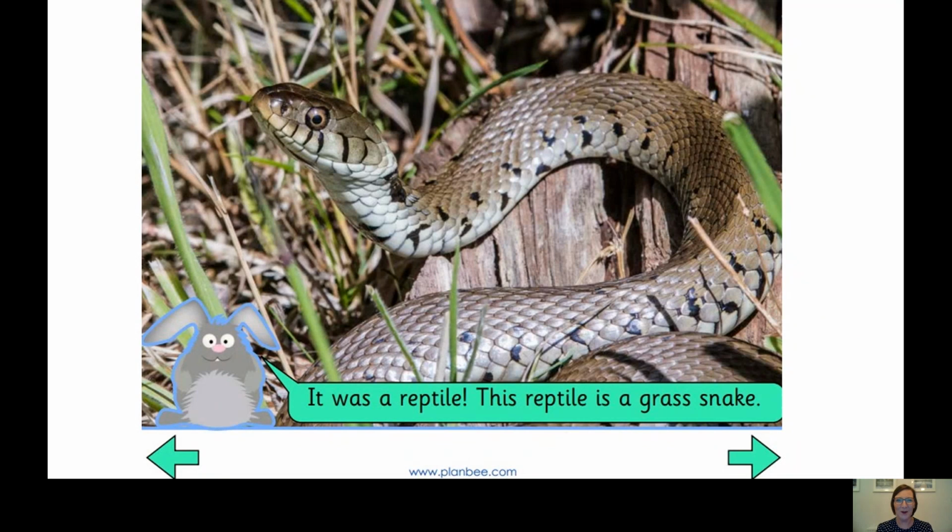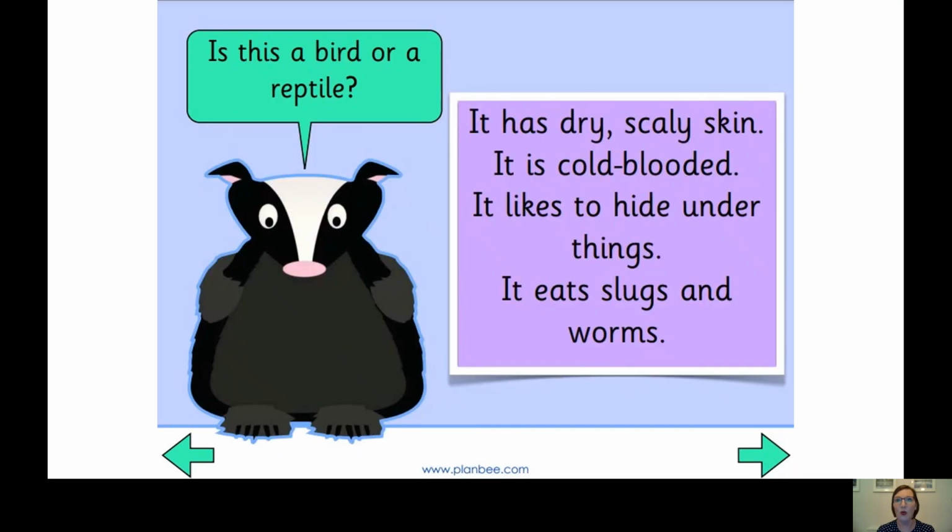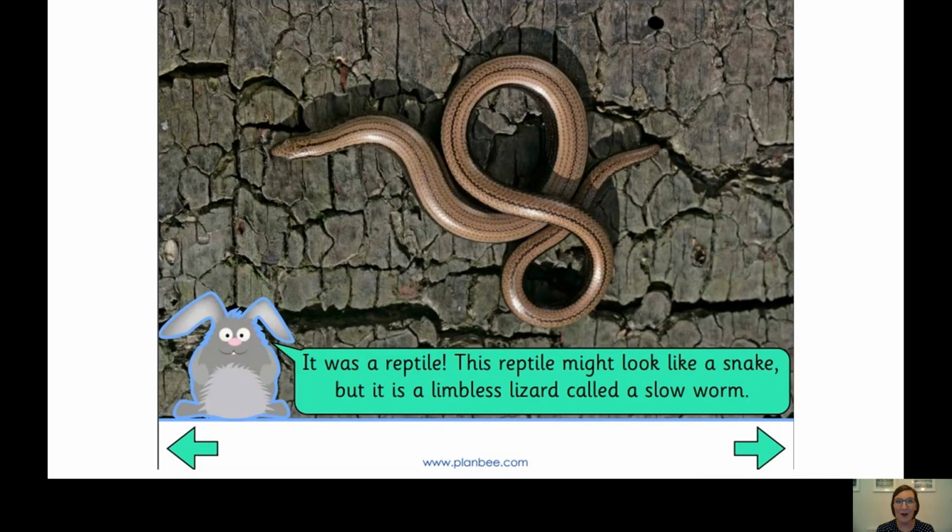Let's try one more. Is it a bird or a reptile? It has dry, scaly skin. It is cold-blooded. It likes to hide under things and it eats slugs and worms. Can you guess what it is? Yes, it was a reptile. Now this particular reptile might look a little bit like a snake, but it's actually a limbless lizard called a slowworm.